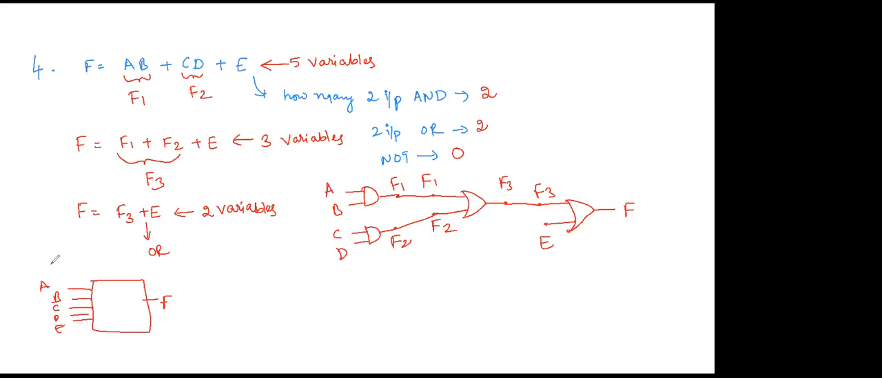Now look at the variables, through how many gates the variables are passing. First, look at A. Look at the inputs A, B, whatever it may be. See, A is passing through an AND gate. Then again, the output is passing through an OR gate to give us F3. Again, F3 is passing through an OR gate and we are getting F. So when the input is passing through an AND gate, we consider this one as first level.